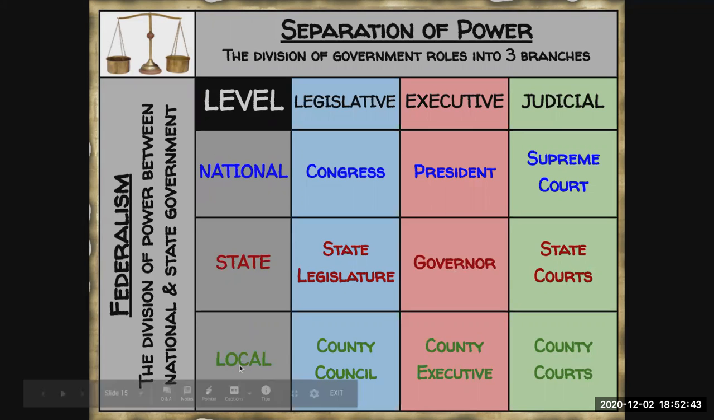And then we break it down even further into the local level, where you have a county council that makes laws for the county. You have a county executive or mayor who enforces the laws passed by the council. And then you have county courts that prosecute county level crimes. So as you can see, not only are the powers separated across the three branches of government, but all of those branches appear at all levels of government as well.